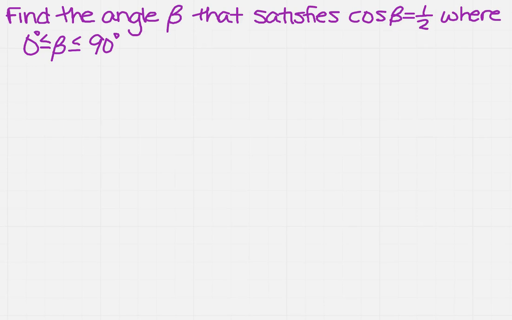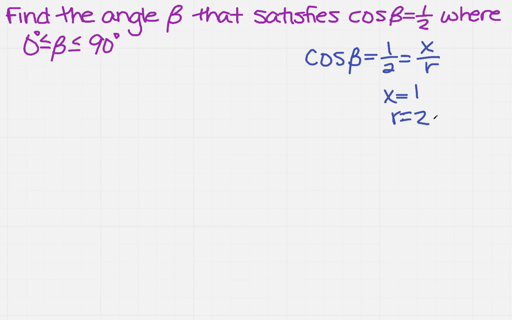I want to find an angle beta that satisfies cosine of beta equals 1/2. And the stipulation that I have is that 0 is less than or equal to beta is less than or equal to 90. So now, how in the world am I going to do that? Well, remember what it's telling me is that cosine of beta equals 1/2, which equals x over r. So that means x equals 1 and r equals 2.